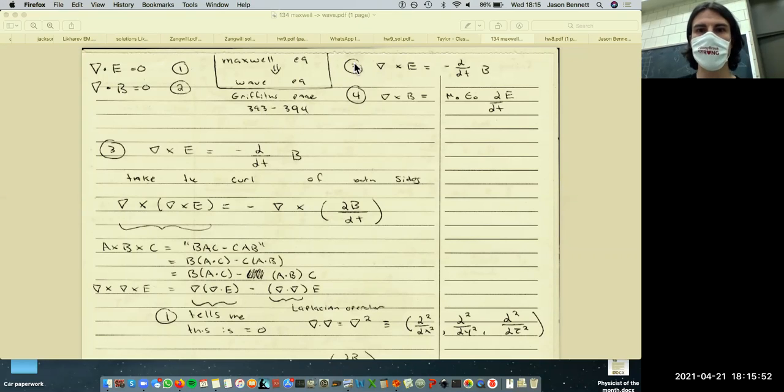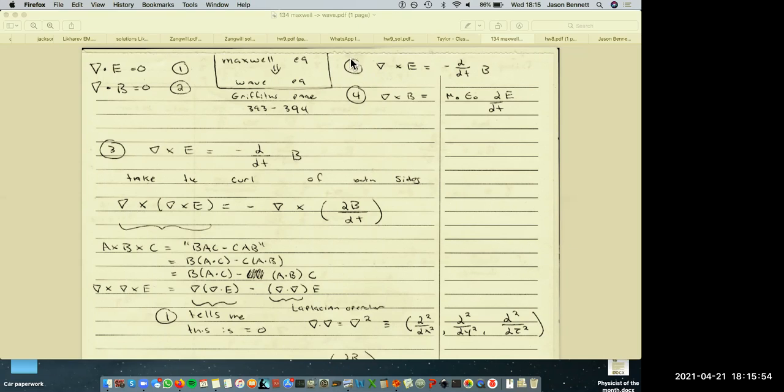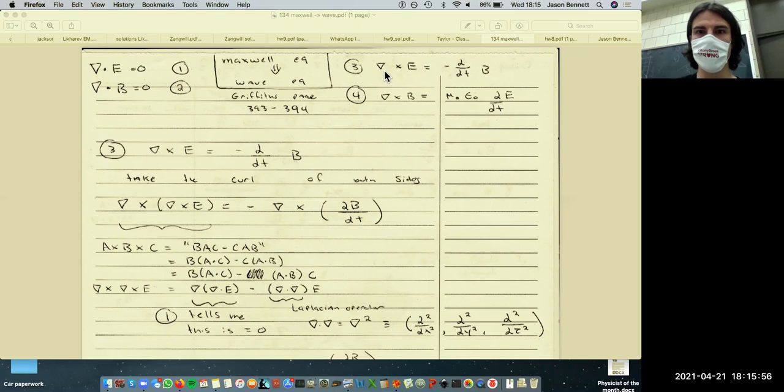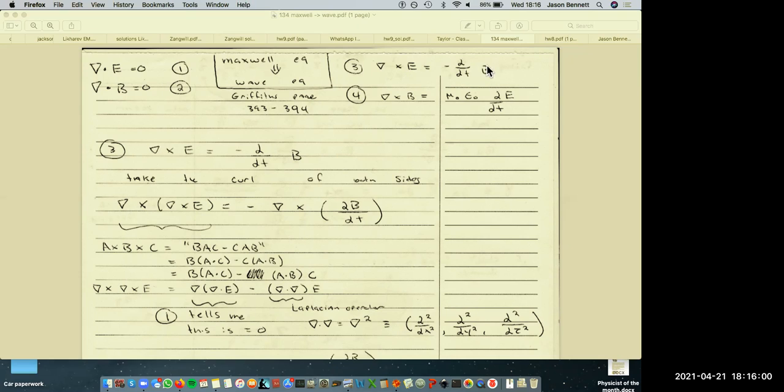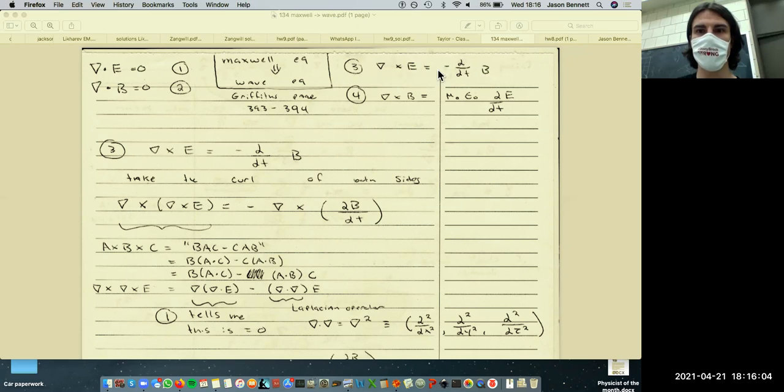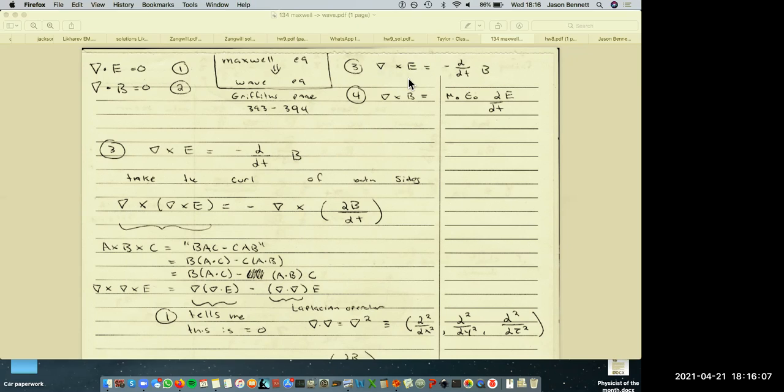So I'm going to start with this equation for the E. This is the curl of E is equal to the time derivative. So this is the spatial derivative, this is the time derivative. Remember, this is Faraday's law that we used in the inductance lab.